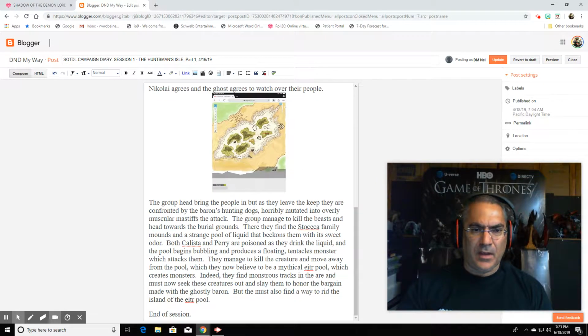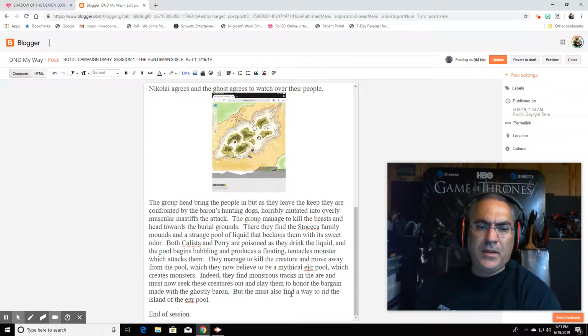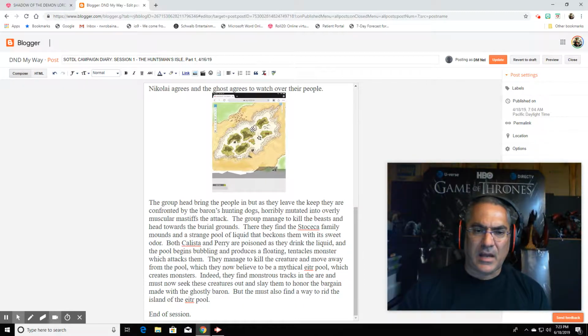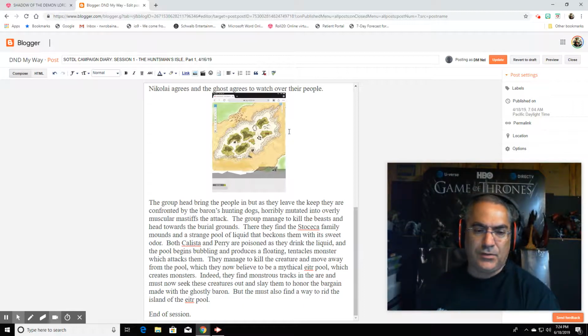There's the map of the island. And so they start doing some investigating. They start exploring the island, and they find the burial grounds, which are close to the keep, and it's kind of small. I'm sure you probably can't see very well, but that's where the keep is, and then the burial grounds are over here, and they're actually burial mounds where the Stosica family had buried their ancestors.